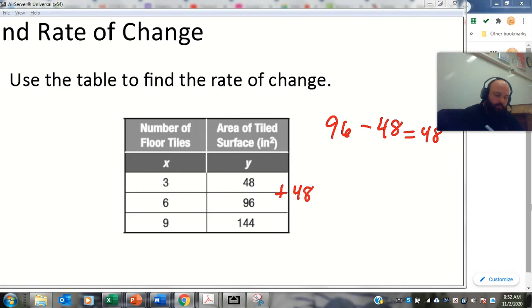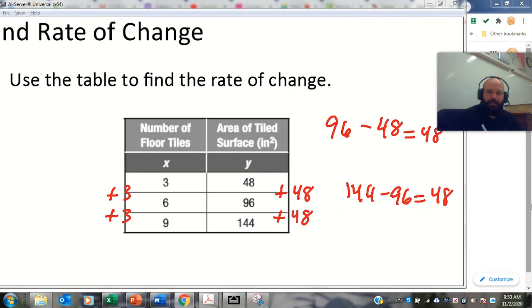Now I need to go from 144 to 96. So I need to do 144 minus 96. And when I do that, I get 48 again. So it was another increase of 48. Okay. Now over here from 3 to 6, that was plus 3. And from 6 to 9, that was plus 3. So you can see now we have a consistent amount that the y's are changing by, and we have a consistent amount the x's are changing by.